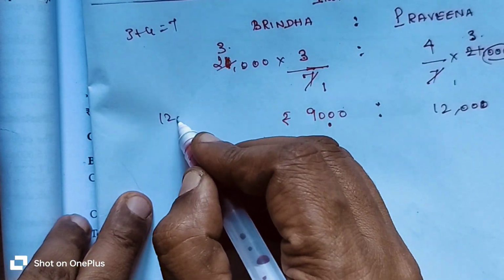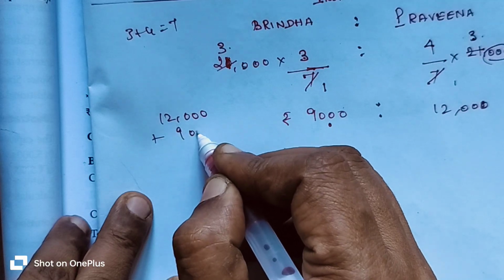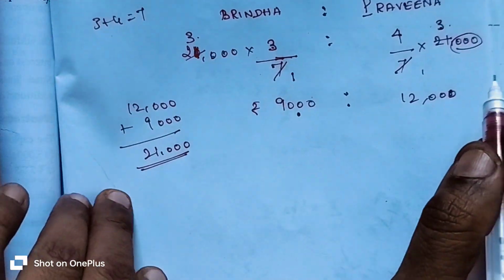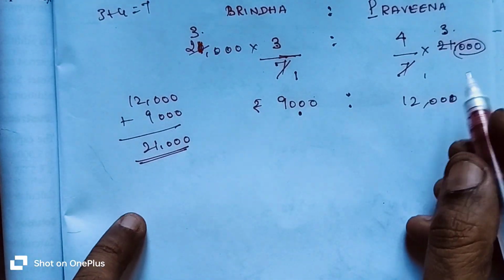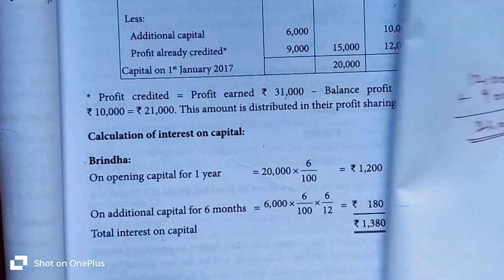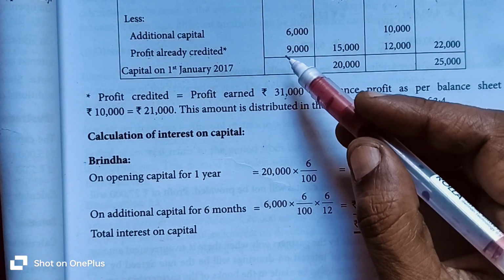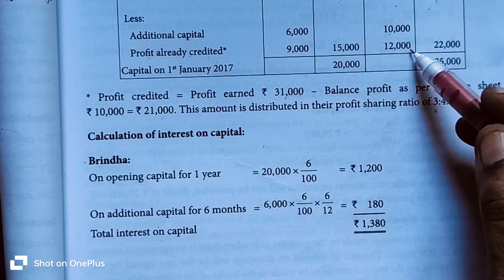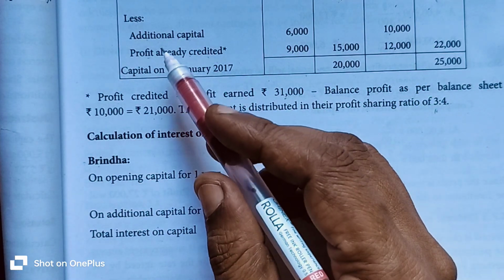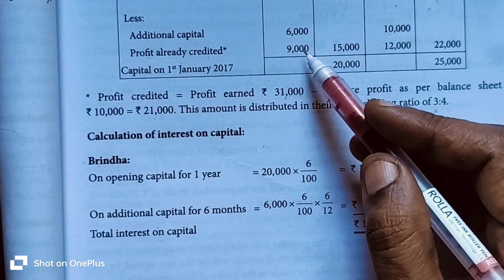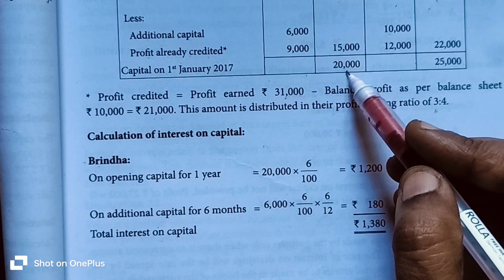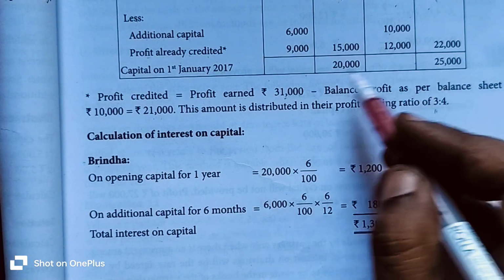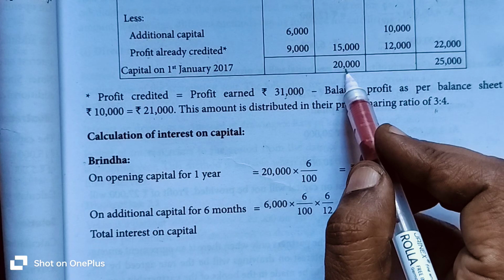So for the 12,000 plus 9,000 you will get 21,000. So we shared profit correctly. As per that ratio 3:4, Brinda's profit is 9,000 rupees and Praveena's profit is 12,000 rupees respectively. Then we have to subtract the additional capital and profit. After subtracting, you will get 20,000 rupees for Brinda and 25,000 rupees for Praveena. This is the opening capital for Brinda and Praveena.